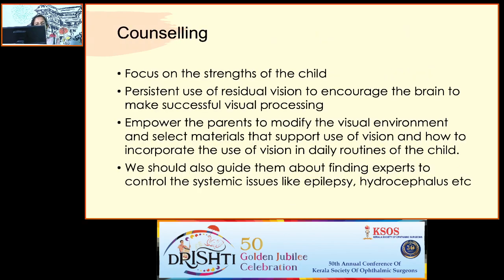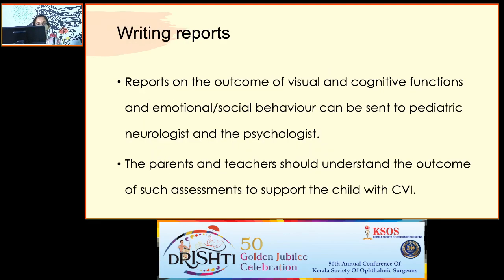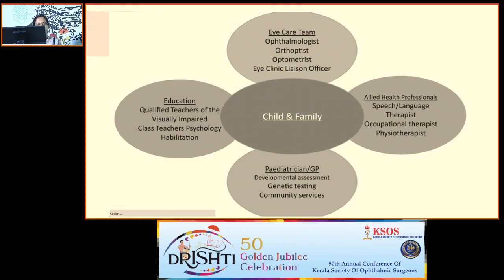Counseling is of utmost importance in these children. Always focus on the strengths of the children and empower the parents to modify the visual environment. We should give them necessary assistance in finding experts to control the systemic issues. And this is another thing which requires attention. Reports on the outcome of visual and cognitive functions should be sent to the pediatric neurologist and psychologist, and definitely to the teachers also. The parents and teachers should understand the outcome of such assessments to support a child with CVI. So it's basically a multidisciplinary approach, and it definitely works.